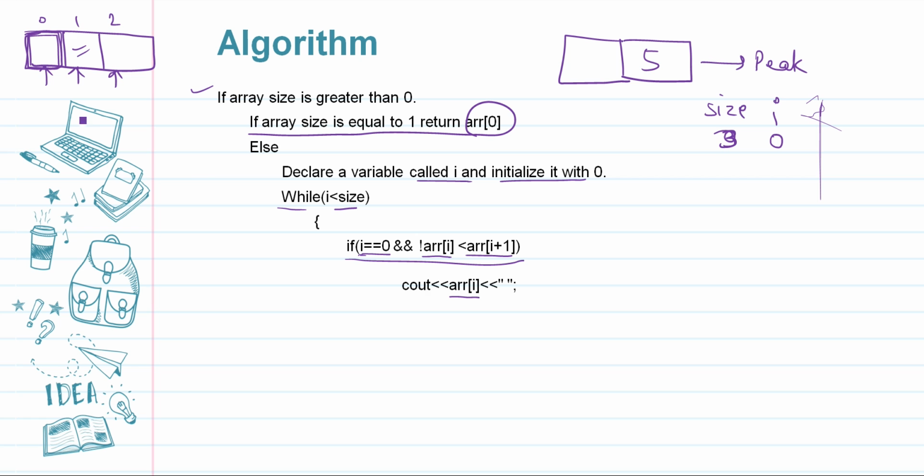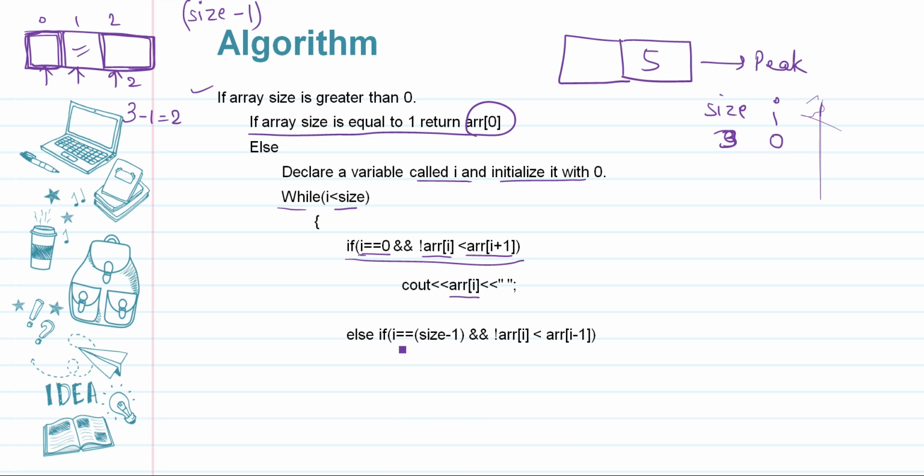Now after considering the leftmost element, we need to move further. We are going to move to the rightmost element. And what is the index of the rightmost element? Whatever the size of the array is, minus 1. So in this case the size of the array is 3, and for the rightmost element the index should be 3 minus 1, which is 2, right? So basically we are doing that here.